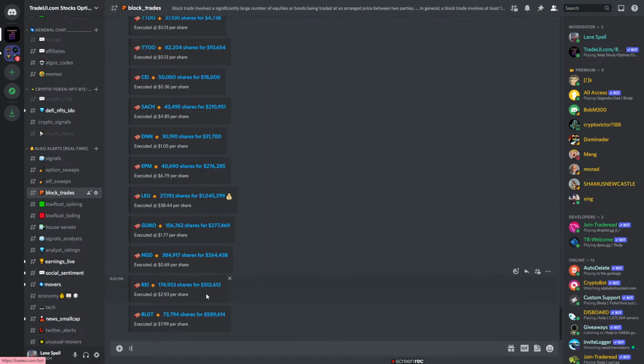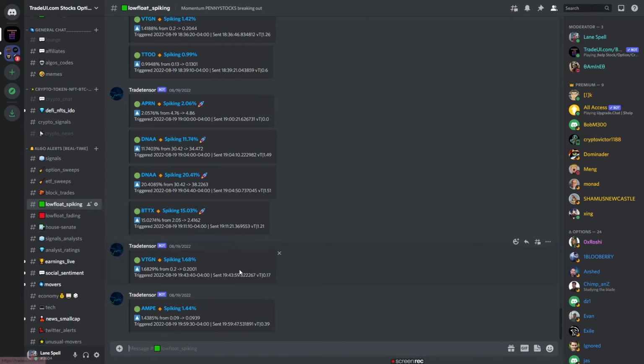Block trades, I believe, are posted on here for the free service, and it'll show you large order sizes that are coming through. Low float spiking, this is where these short squeezes are actually happening. You'll see something with a very, very low float, but all of a sudden the volume increased very dramatically, and because of this the prices of these stocks have spiked. So DNAA, for example, spiked to 11.74, and then again by 20%. So DNAA was up 20% from when this alert came out.